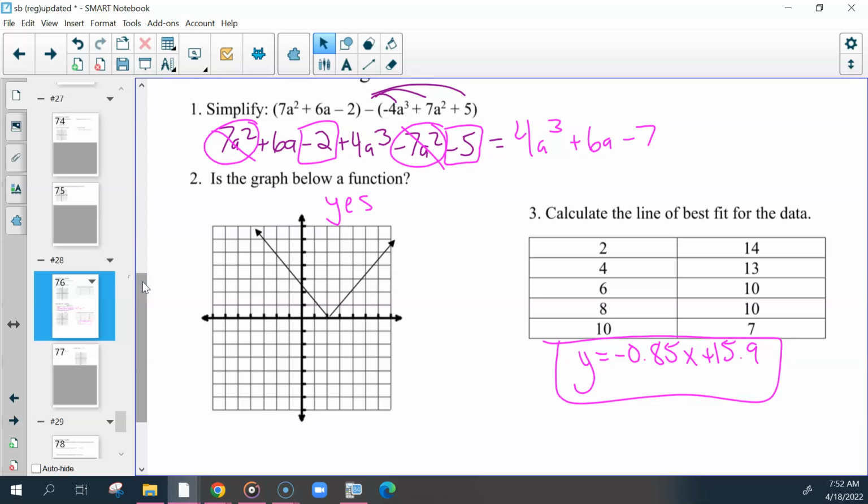You may or may not remember how to do some of this stuff. For number 1, you have to simplify these two polynomials. You were subtracting them. The easiest way to do this is to distribute the negative to everything in the second one, and then combine like terms. You can only combine like terms that have the same variable and exponent. So when you combine these like terms, you would end up with 4a to the third plus 6a minus 7.